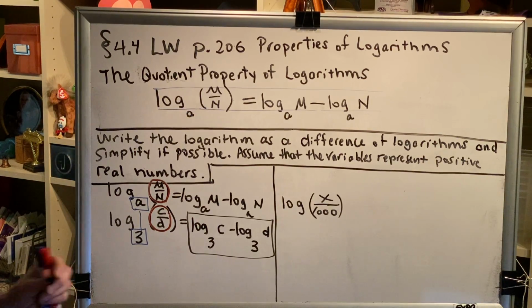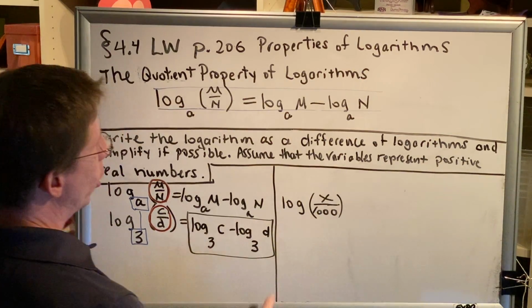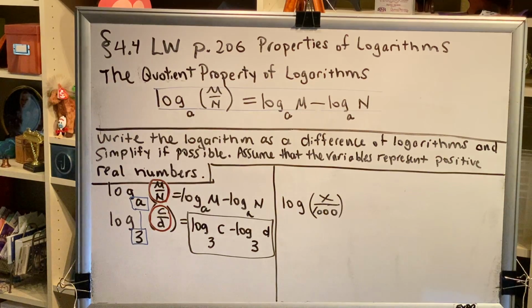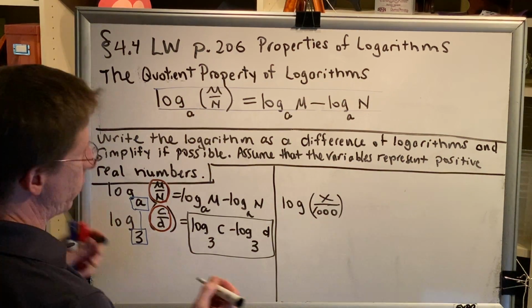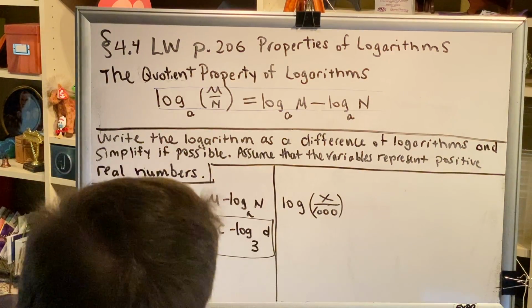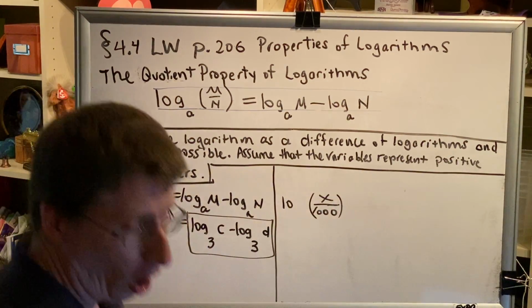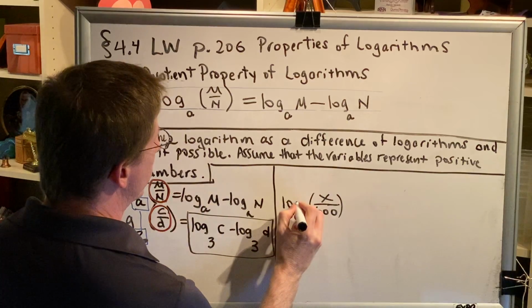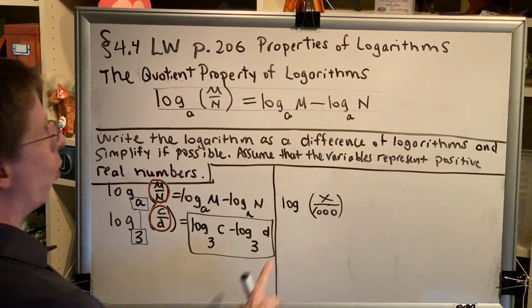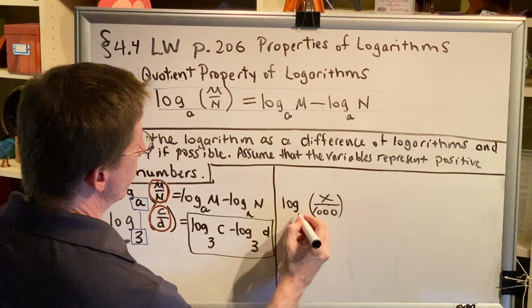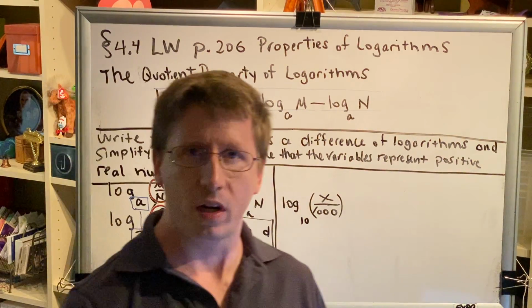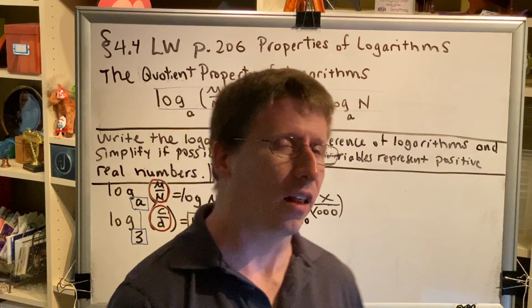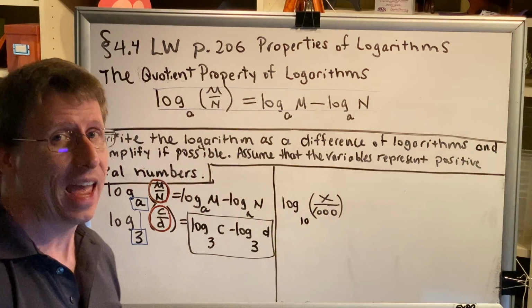Okay, let's move on to our next one. The next one says log of the quotient x over 1,000. So the first thing that you might notice about this problem is there is no written base. It just says log. So how do we know what the base is supposed to be? Well, when the word log is written without a base, you are to assume that for this class, with your textbook, your calculator, your work in ALEX, that would be a 10.